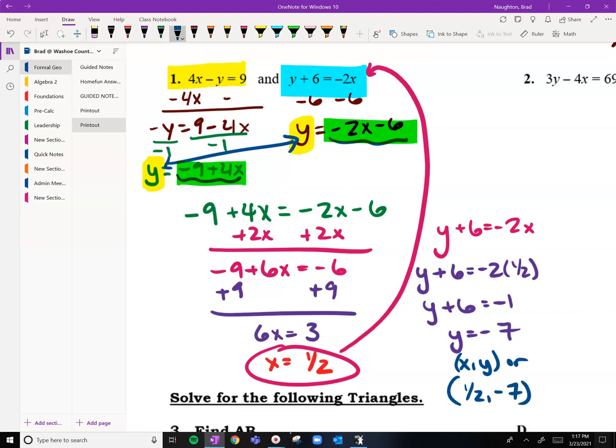Now, ladies and gentlemen, because we're just solving these, you can write your answer as a point, but what we'll be doing is that we won't be writing them as a point. We're going to be using a lot of the algebra here to back substitute.